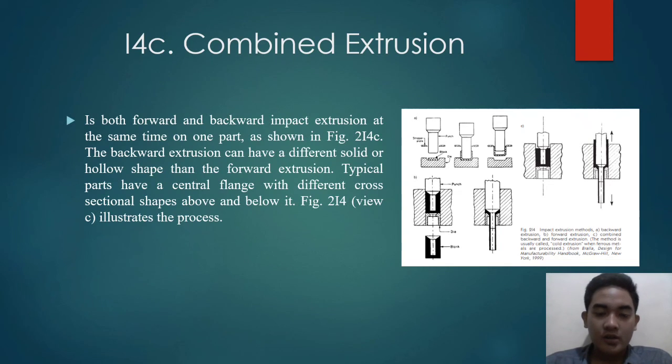Combined extrusion is both forward and backward impact extrusion at the same time on one part, as shown in Fig 214C. Okay, this is an example of combined extrusions.